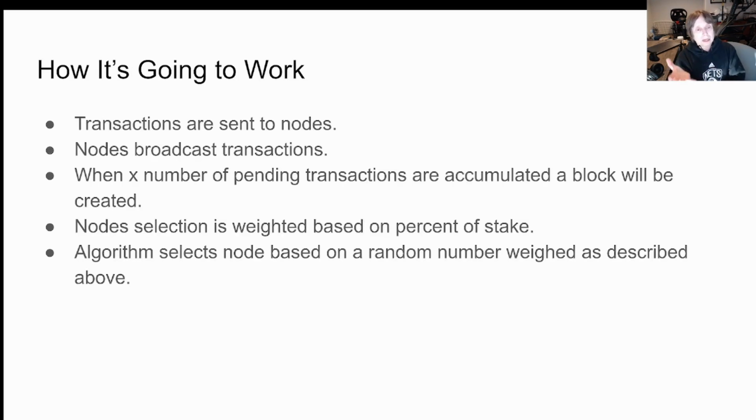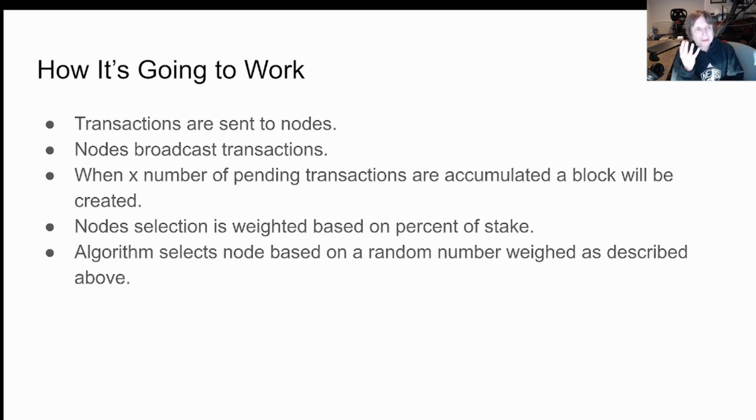And so here's my concept of how it's going to work. Transactions are sent to nodes. Nodes broadcast transactions. When a number of pending transactions are accumulated by a block, a block will be created. And node selection is weighted based on percent of stake. The algorithm selects nodes based on a random number, weighted as described above.